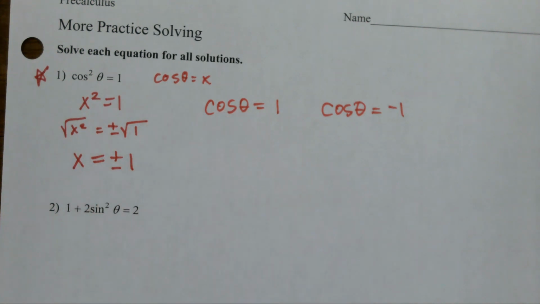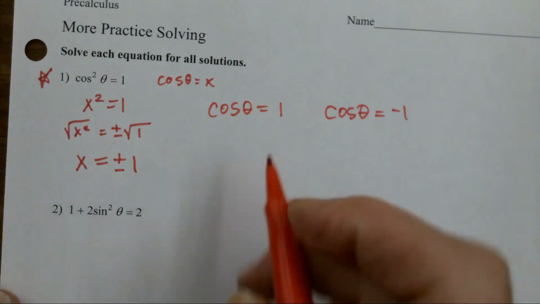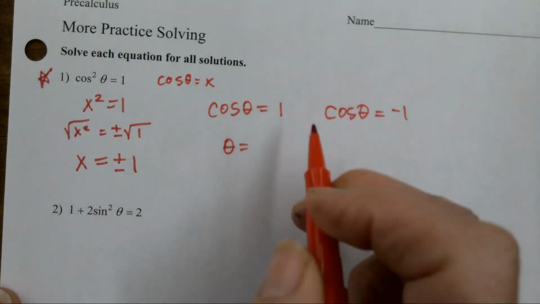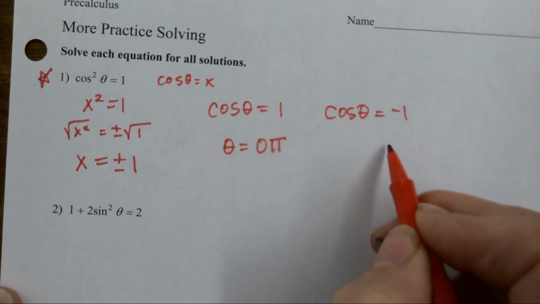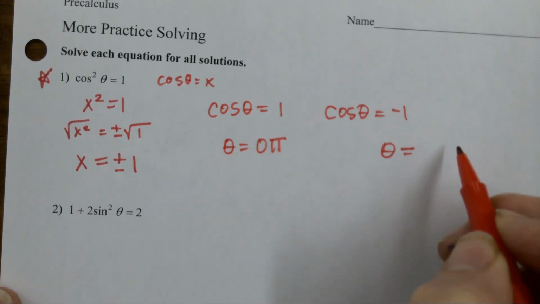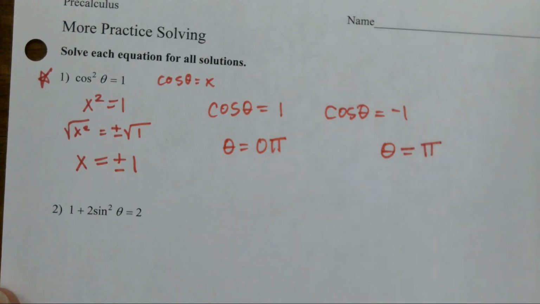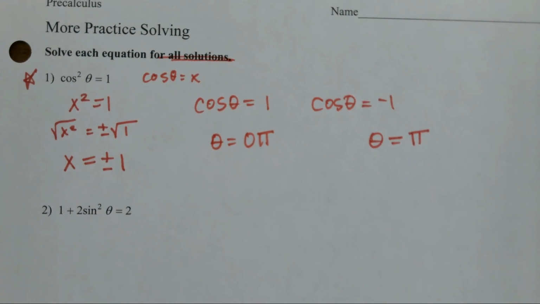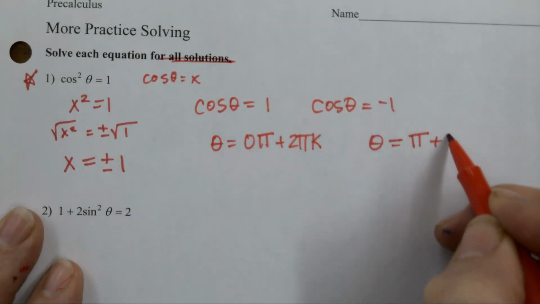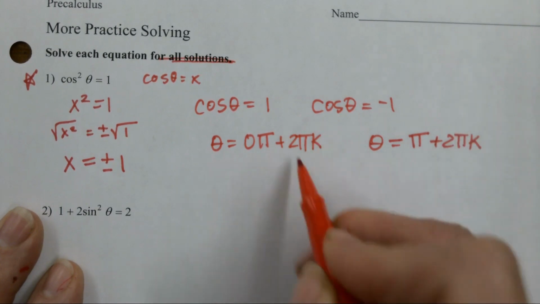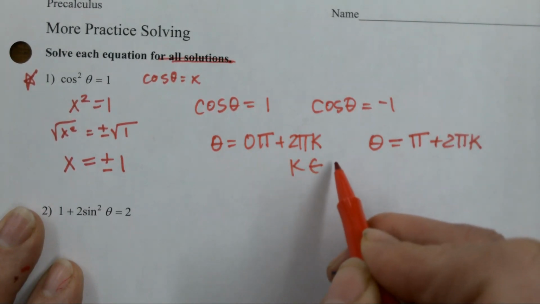So when is the cosine positive 1? What did we say? 0 pi, great. And then when is the cosine negative 1? At pi, okay? Because I'm solving for all solutions, how does that change my answer? Yep, because I want to get back to there, plus 2 pi k, where k is an integer.